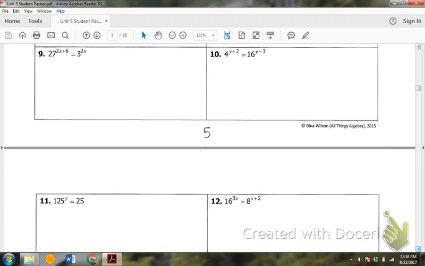Because if I change this to be 3 to the 3rd, I still have that 2x plus 6 there. This is the first time that's happened. Whenever I've had to change a base, it was the only thing over there. But now I have that 2x plus 6, so I'm going to still write it as an exponent out there.